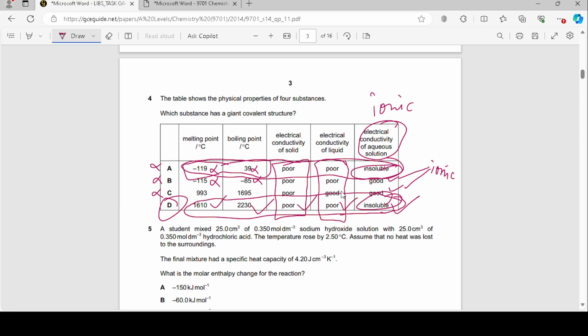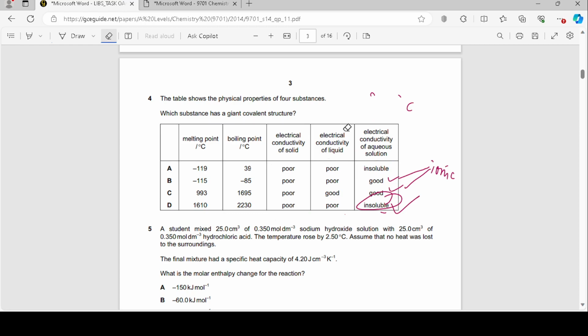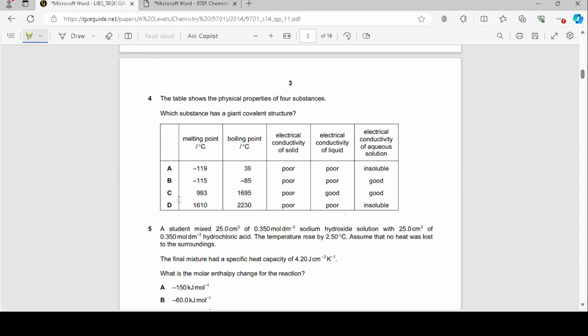I guess you could also cancel out C from that sense, because it says good electrical conductivity of liquid. But anyways, the point being that D is your answer. So high melting point, high boiling point, but insoluble in aqueous solution because it's not ionic. It's giant covalent, right? Okay, that's the answer, D. Okay. Next question.